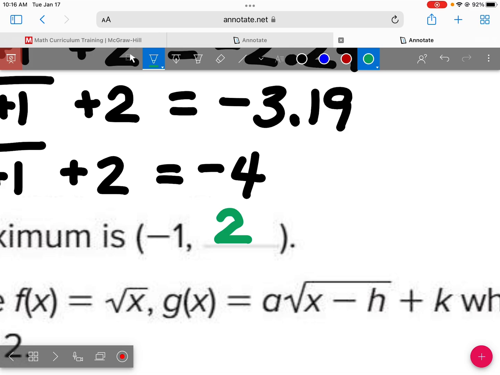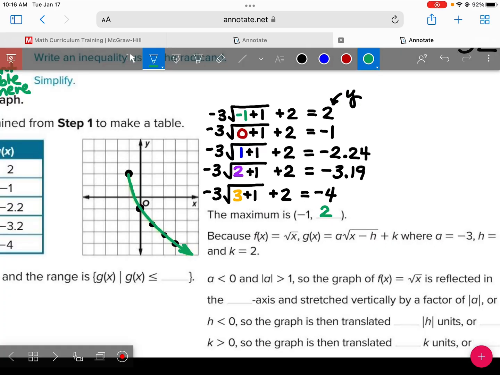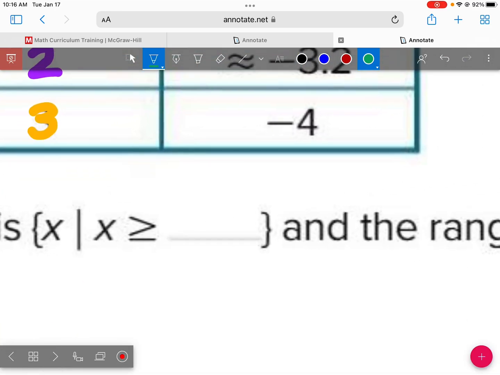What is my domain? All the things that I'm allowed to use for x. What'd you say? We go to positive infinity. Was there a smallest value? -1 was the smallest. My graph started at -1. My table started at -1. And then it continues on and on and on to the right. Or I could keep going with bigger and bigger x values. So my domain is x is greater than or equal to -1.